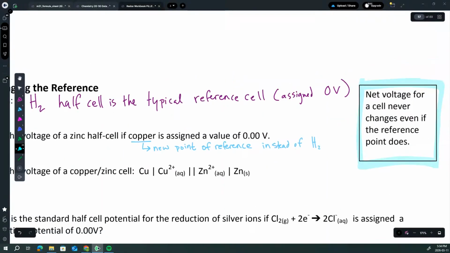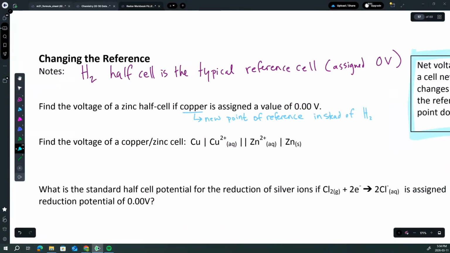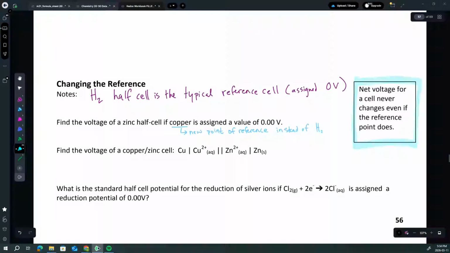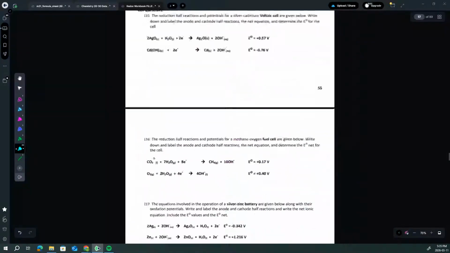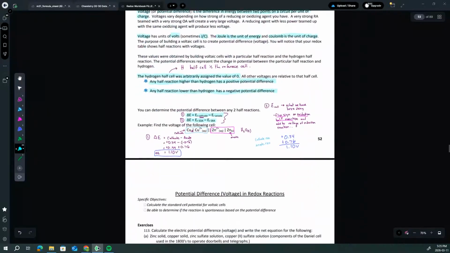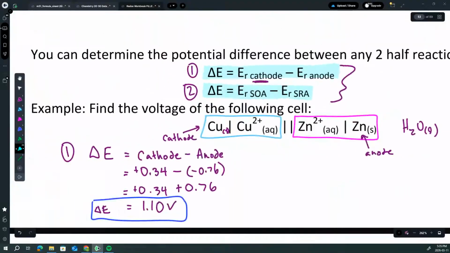Using that to inform me, what should the voltage of this zinc copper cell be, even if we have copper as our new reference cell? What that means is it's going to be the same as it was before. So we've already done this question up here, when hydrogen was our reference cell. We found the electrical potential difference was positive 1.10 volts.